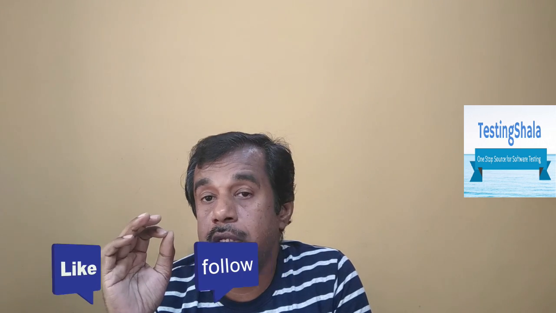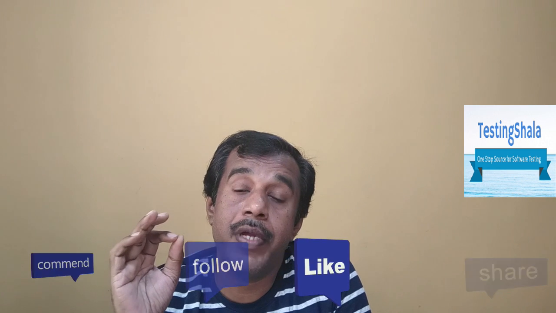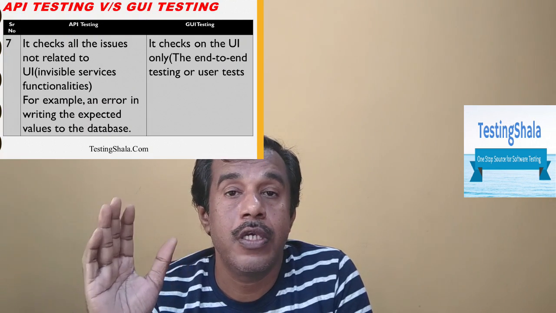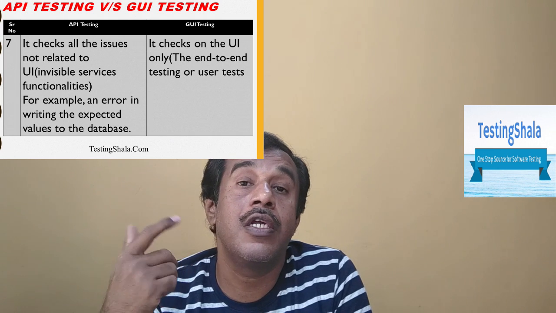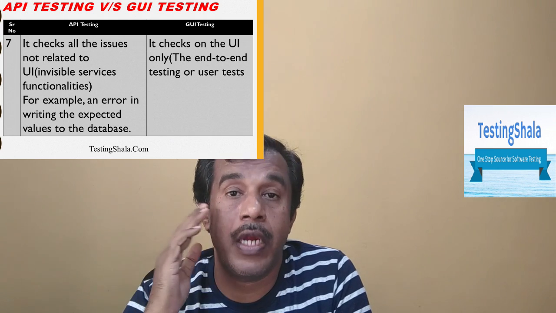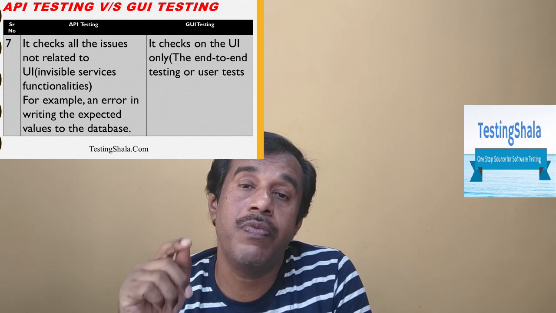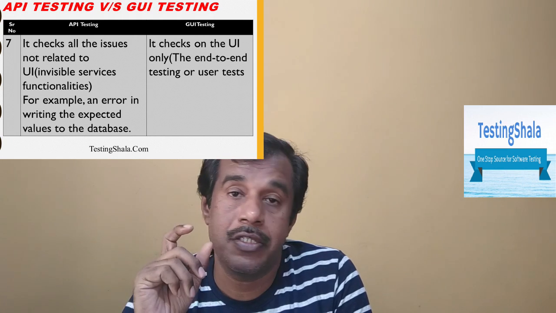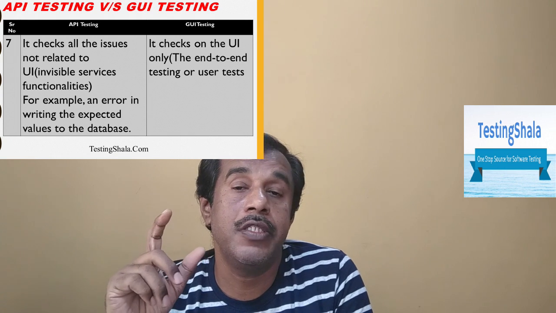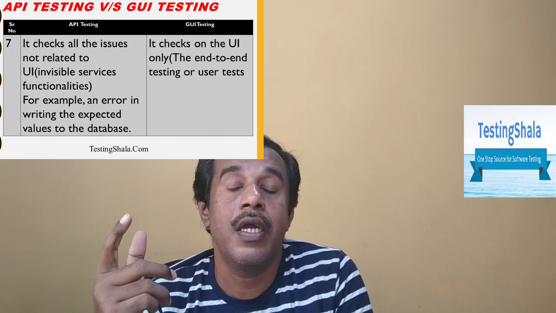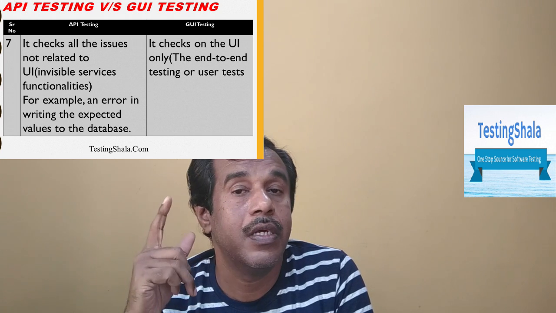So the seventh important difference is that in API testing, we focus more on the test cases which are not visible to our eyes. That is the kind of testing we perform in API testing, but in UI testing, we test whatever we can see through our eyes. That is the kind of testing we do in UI testing.